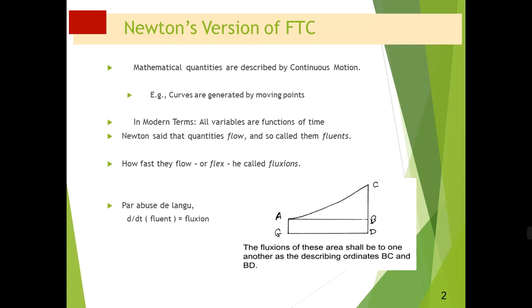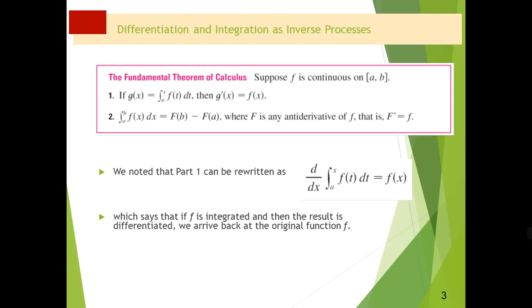This is the version of FTC used by Newton. In Newton's time, people used different notations. They used fluent and fluxion. So this is Newton's version of FTC. You can see it's d over dt of fluent equal to fluxion. And Newton drew a geometric picture in his book. So this is an old version of the first part of FTC.